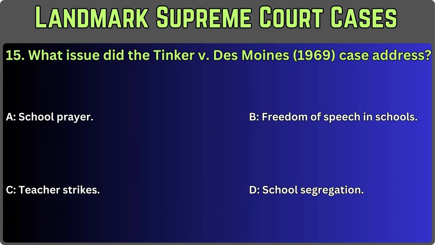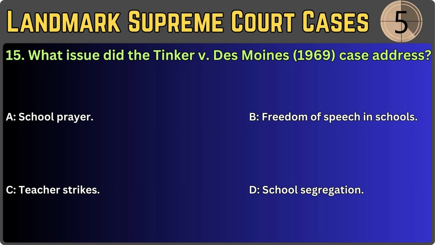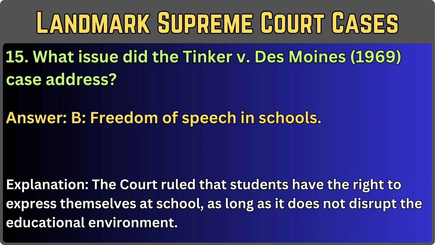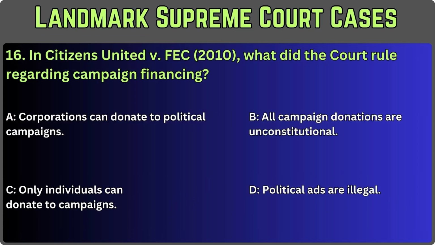15. What issue did the Tinker v. Des Moines 1969 case address? A. School prayer. B. Freedom of speech in schools. C. Teacher strikes. D. School segregation. Answer: B. Freedom of speech in schools. Explanation: the court ruled that students have the right to express themselves at school as long as it does not disrupt the educational environment. 16.